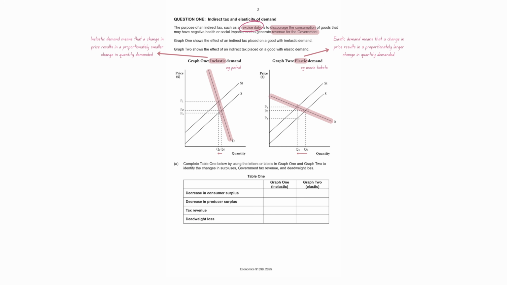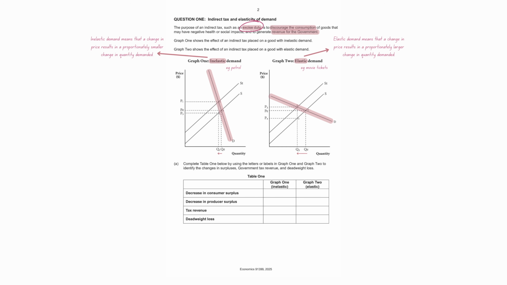Alright, so the question is saying that there is a tax placed on these 2 different goods. The tax that is placed on them is the same, and the only difference is that one has inelastic demand and the other elastic demand. The first question says complete table 1 below by using the labels in graph 1 and 2 to identify the changes in surpluses, government tax revenue, and deadweight loss.